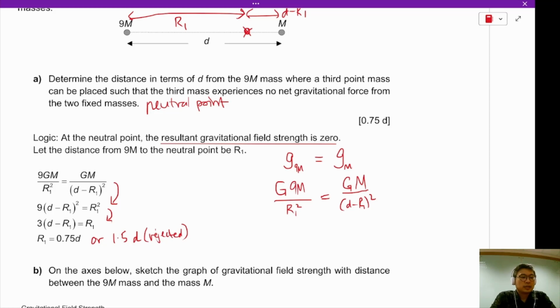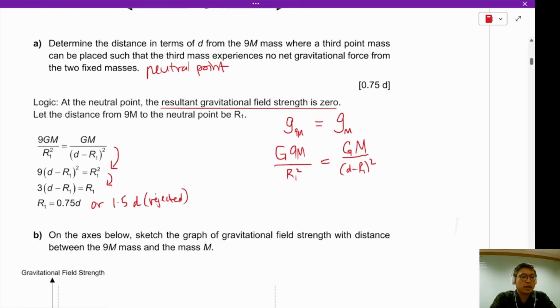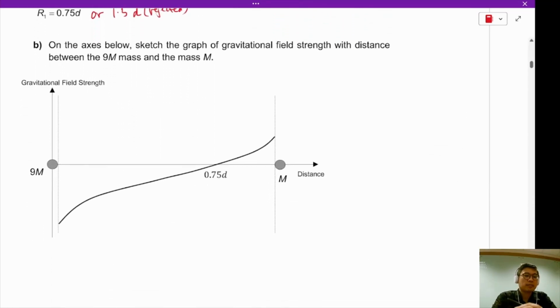Okay, now next, on the axis below, sketch the graph of gravitational field strength with distance between the 9m mass and the m mass. Now let's take a look at the gravitational field strength. Here is 9m and here is m. This point here is a neutral point.